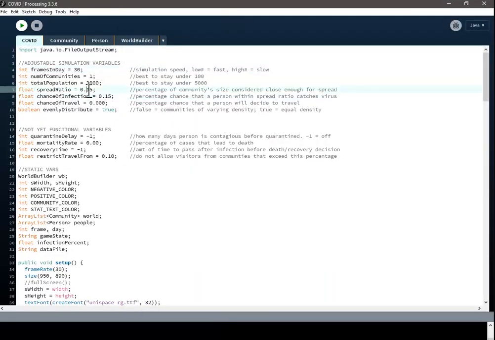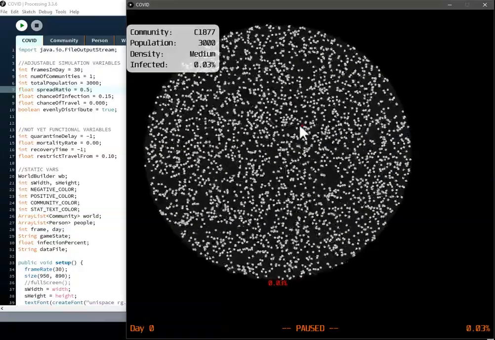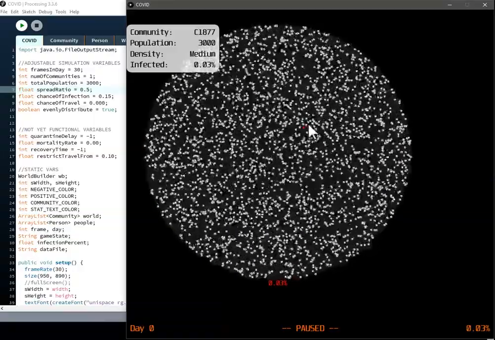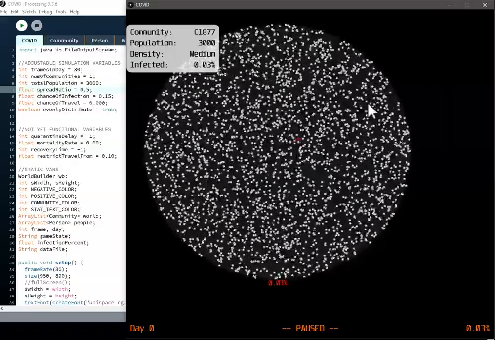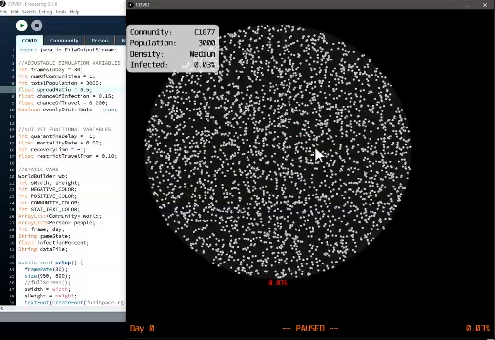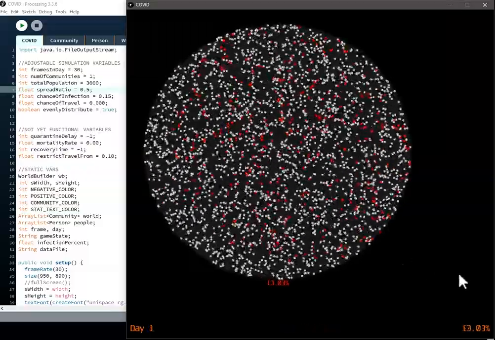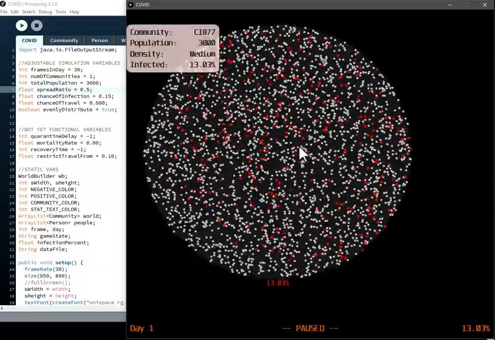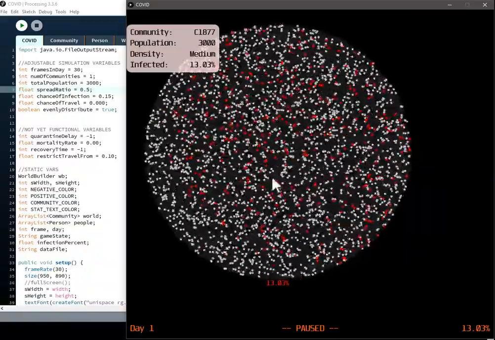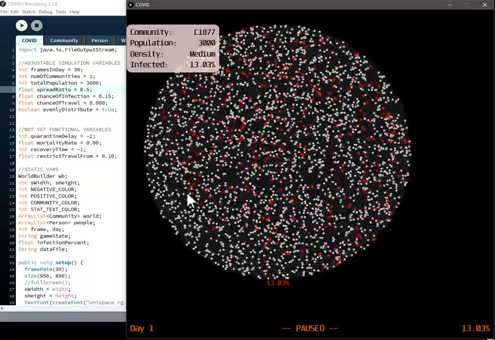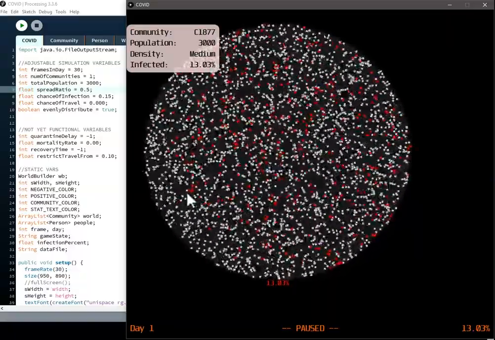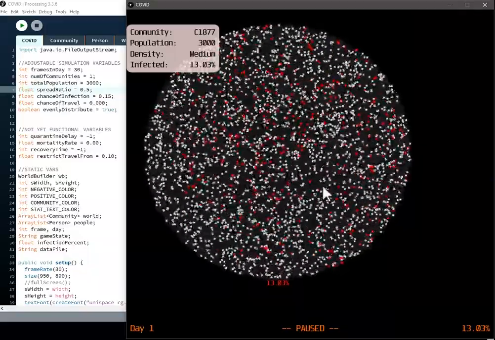If I change that value up to something much larger, let's go to 50%. So there's patient 0. 50% of the diameter of the community. So this person right here can infect people almost all the way across the community. And so we'll jump into, there we go, this is day 1. Look at how far that person was able to spread. That one person right over here got this person over here sick because the spread ratio is just so large. But notice that not everyone within that spread ratio got sick.